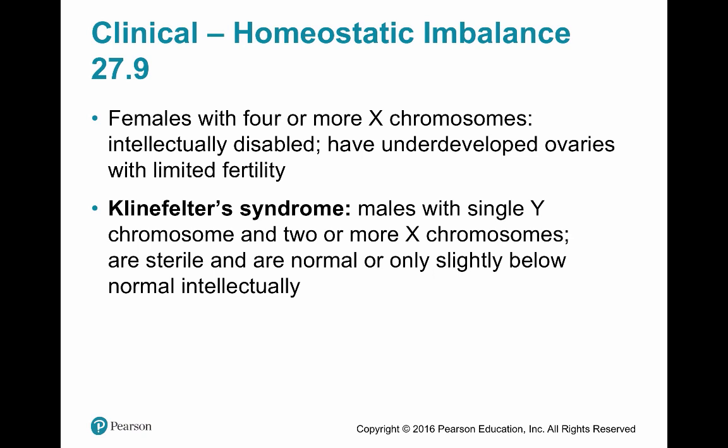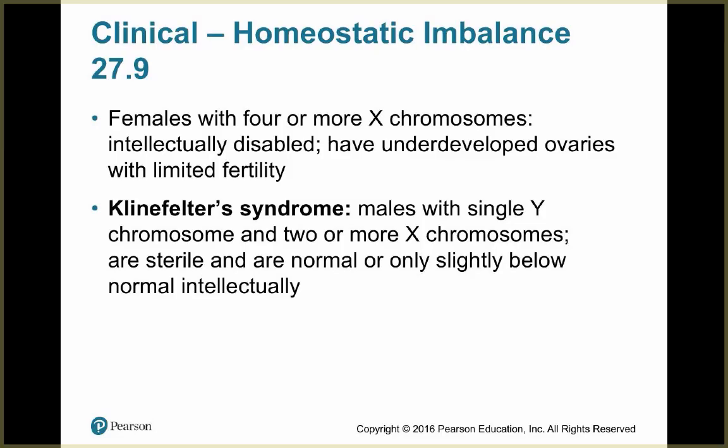Females with 4 or more X chromosomes are intellectually disabled and have underdeveloped ovaries with limited fertility. Klinefelter's is male, and this is when it's XXY. They're sterile and have normal or only slightly below normal intelligence.